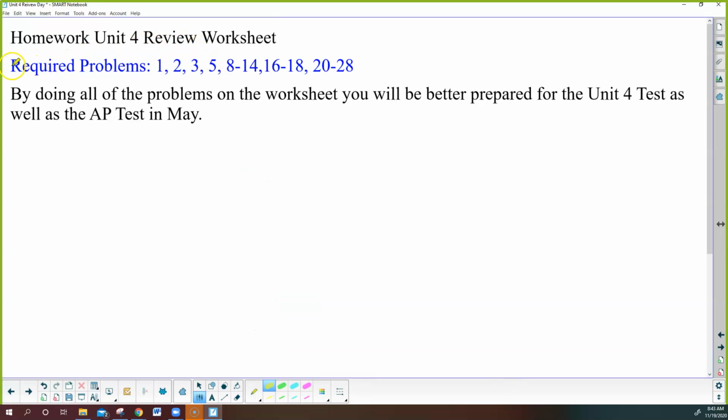That review worksheet, I'm going to have you do these problems here just on a separate sheet of paper, and then you're going to submit an image of that. Okay, now, these problems are just kind of bare minimum to get you to review some of the concepts that we've talked about. If you really want to be well prepared for the AP test, you should do as many of these problems on this worksheet as you can.